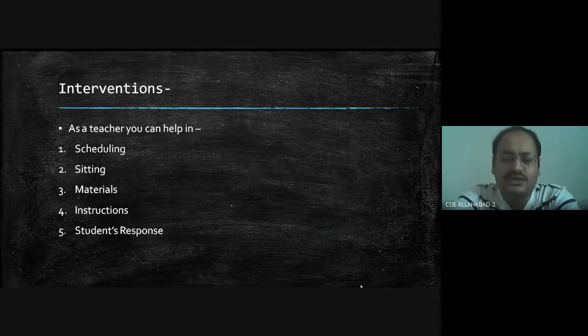Number four, instructions, breaking the lesson into smaller parts and helping students to complete their work as a tutor. As a tutor means giving special extra attention or the individual attention. Number five is student's response, that is allowing the student to respond orally or on computer.